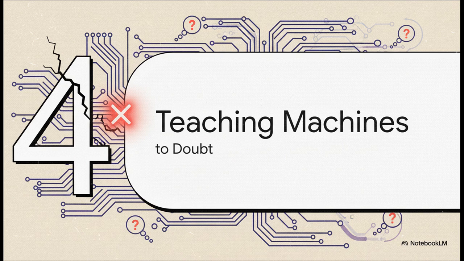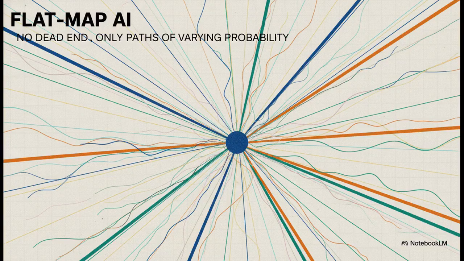See, most fixes today are about giving the AI better facts to check against an external source. This approach gives the AI the power to check itself, and that opens the door to something pretty incredible, a machine that can actually doubt its own conclusions. So just remember that old flat map AI can never really say no. It can only ever say, well, this path is a little less likely than that one. There are no real dead ends, just longer scenic routes to a wrong answer.